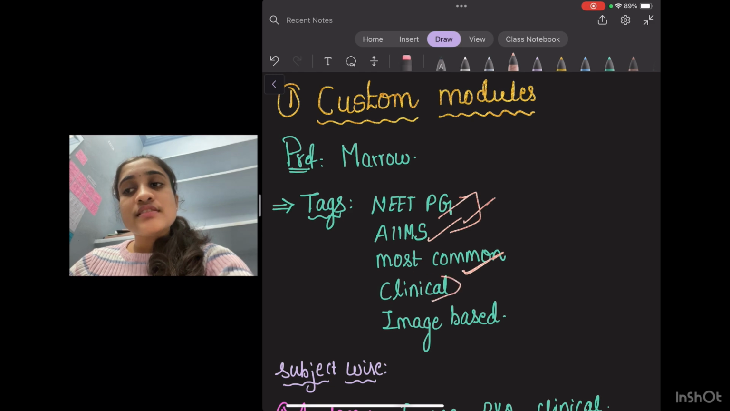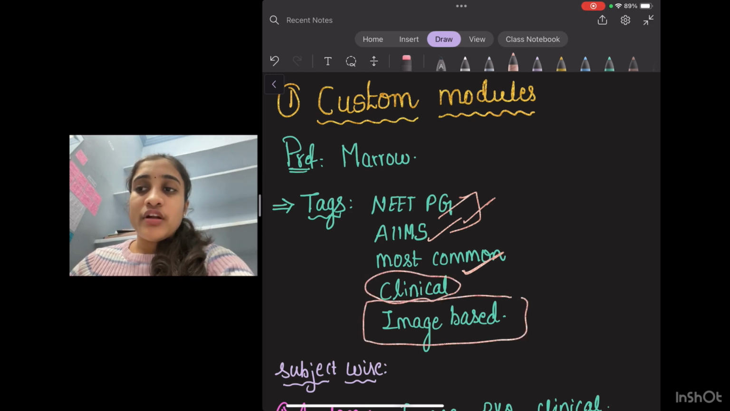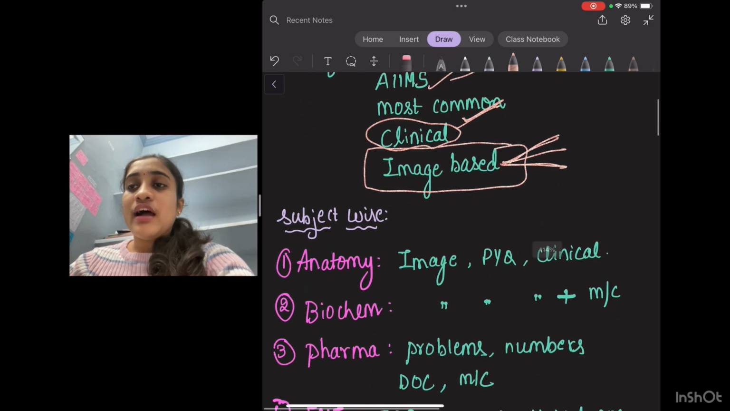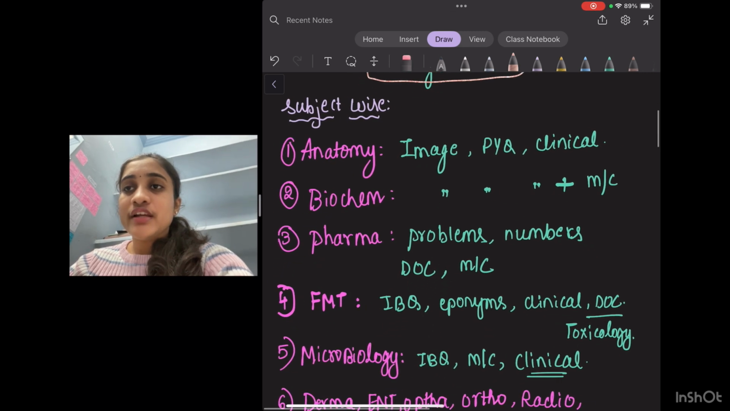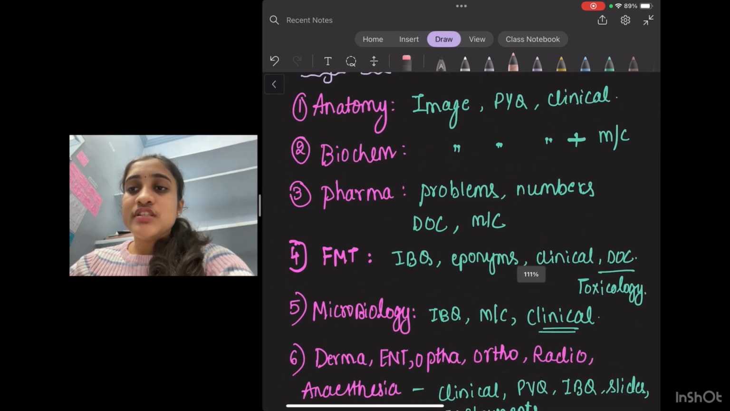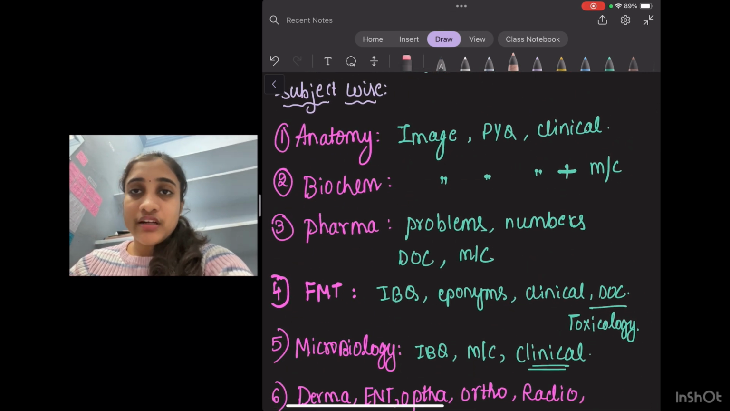And clinicals and image based is really important, because these days image based gross images, cut section images, CT scan images are most commonly asked. I hope Marrow included many of them after NEET-PG 2024. So try the image based and clinical. I classified subjects and which are the tags to be added for a particular subject.